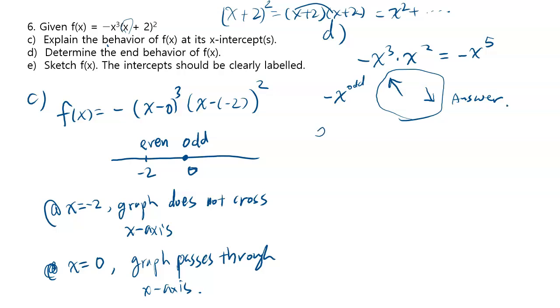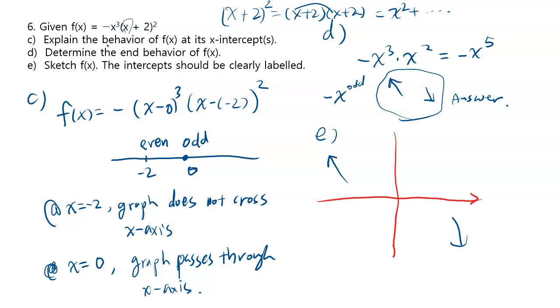Now, E, you have to sketch it. Alright, so let's put both of these two things together. First, the end behavior is like that, and like that. And then, well, let's use a different color for the axis.